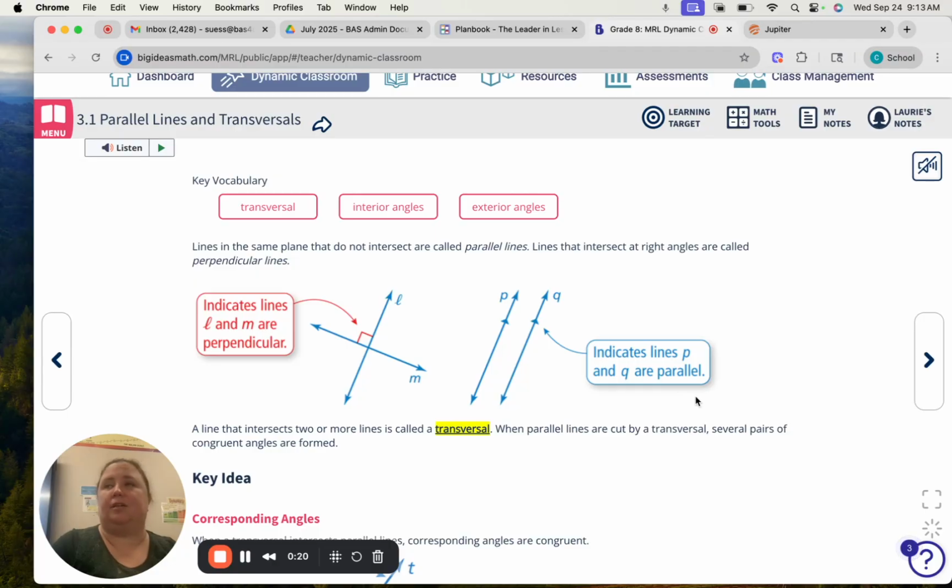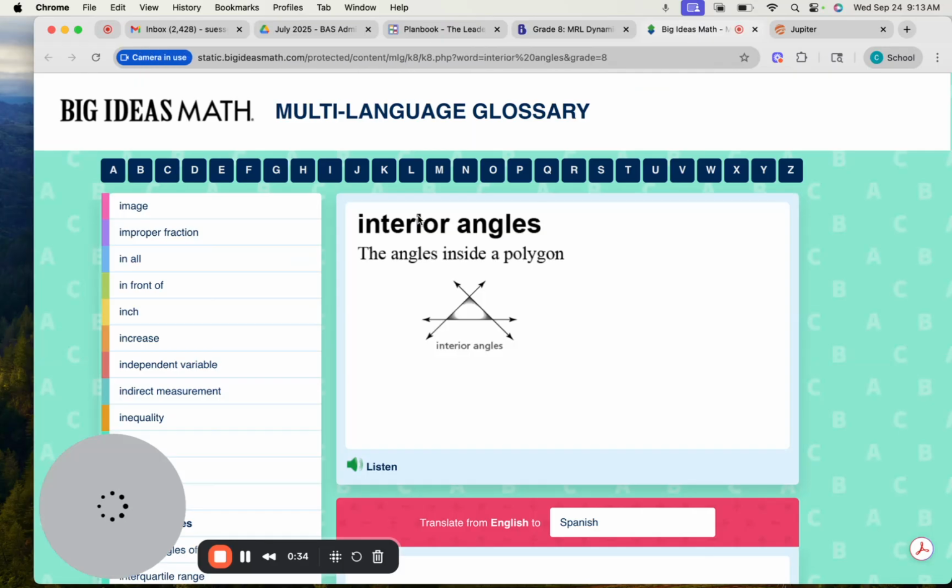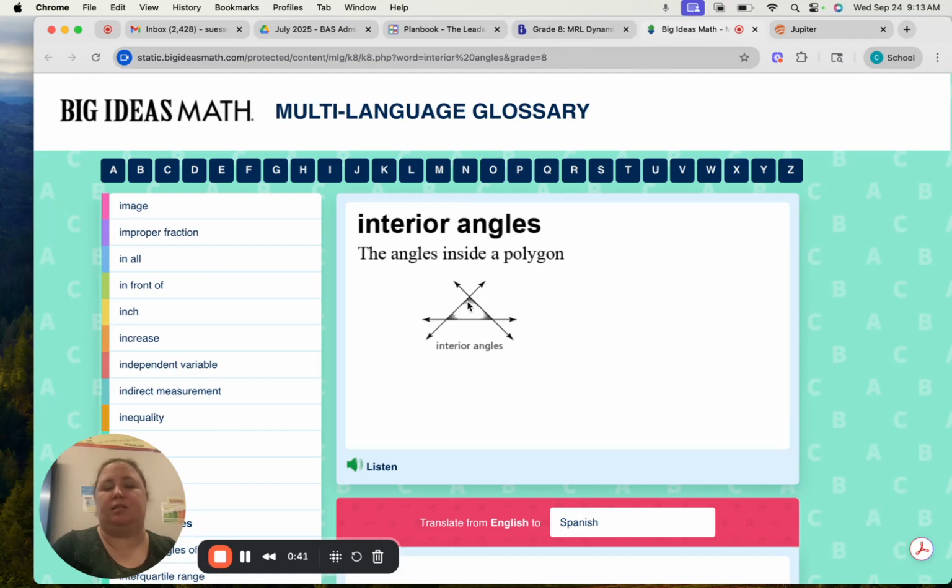What are interior angles? Anybody write that one yet? Go ahead. Angles inside a polygon. Is that what the definition says? Sure does. So interior angles, you can see, are on the inside of the polygon. You see how these lines all cross, and then your interior angles are the ones on the inside.